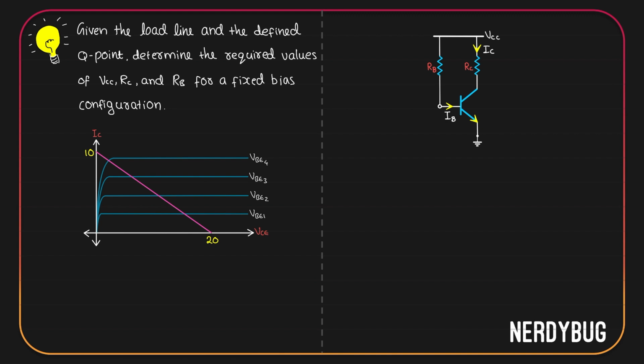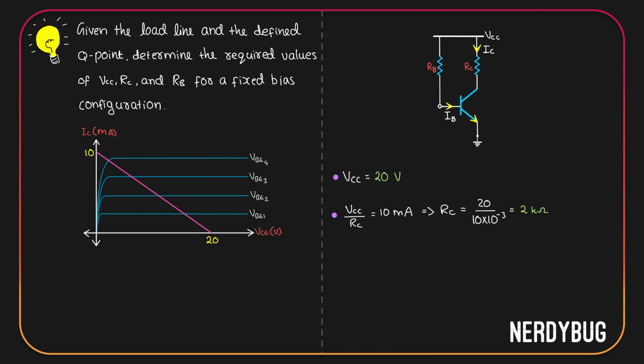Let us analyze the DC load line. We know when IC becomes 0, VCE will be equal to VCC. That means this point over here should show VCC. VCC should be 20 volt. We also know when VCE becomes 0, IC is VCC by RC. In the graph, what we have over here is 10. So 10 has to be equal to VCC by RC. We already know VCC is 20 volt. So from here, we can find the value of RC. RC is 20 divided by 10 times 10 raised to minus 3. That is 2 kilo ohm.